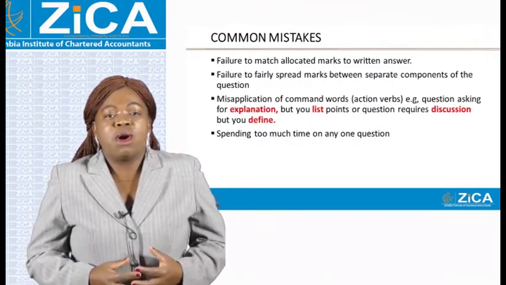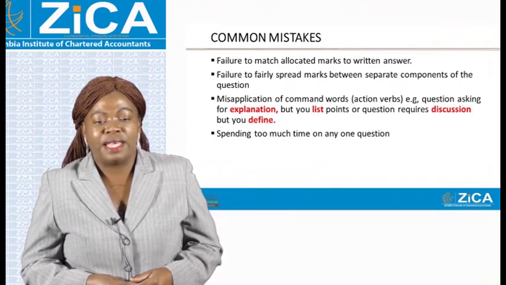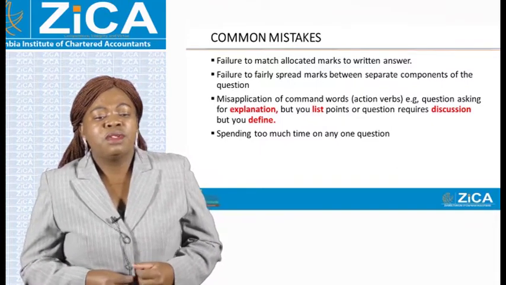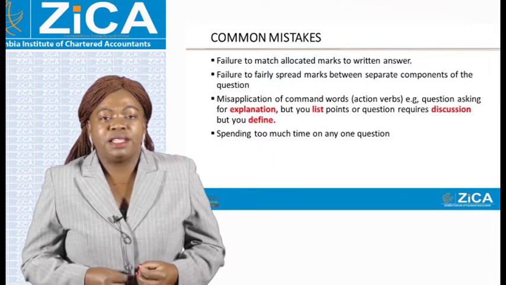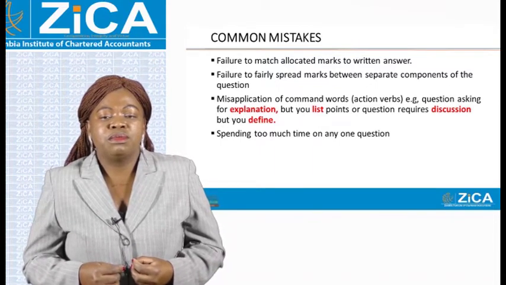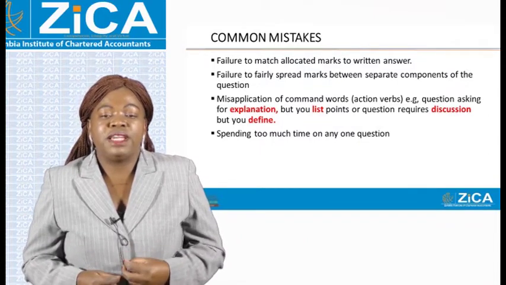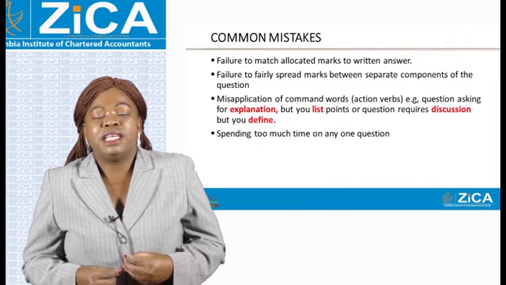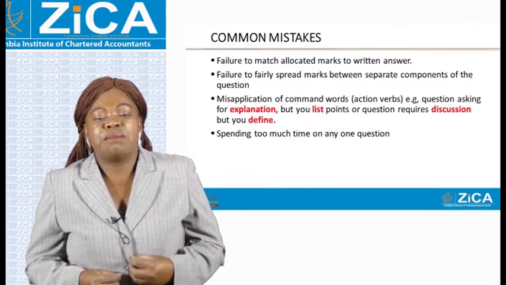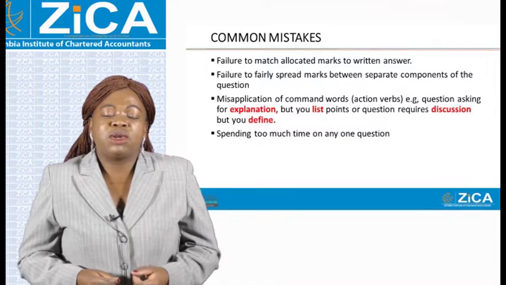There are what we call common mistakes that candidates that sit for this paper normally make. What are these common mistakes? So first of all, there's failing to allocate appropriate time to a particular question, and hence failing to write an equivalent amount of your answer based on the number of marks allocated to this particular question. So exactly what am I talking about?